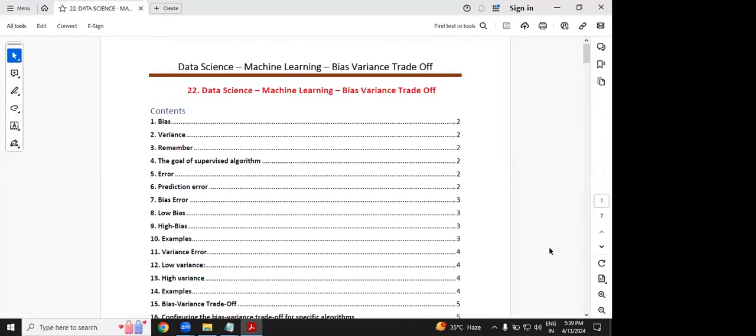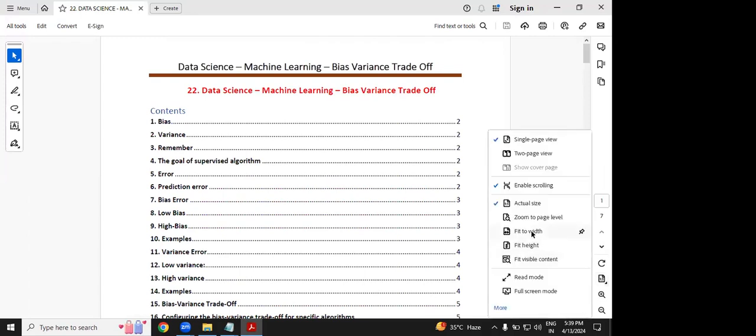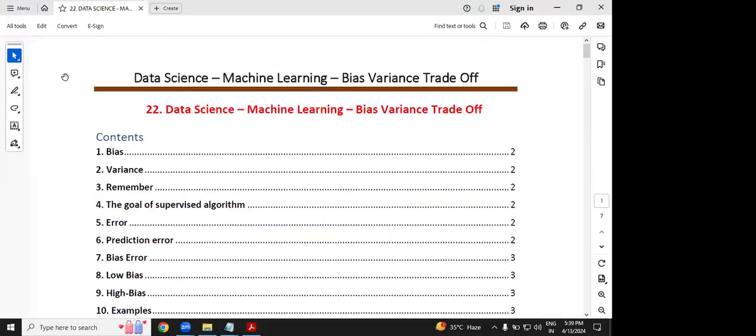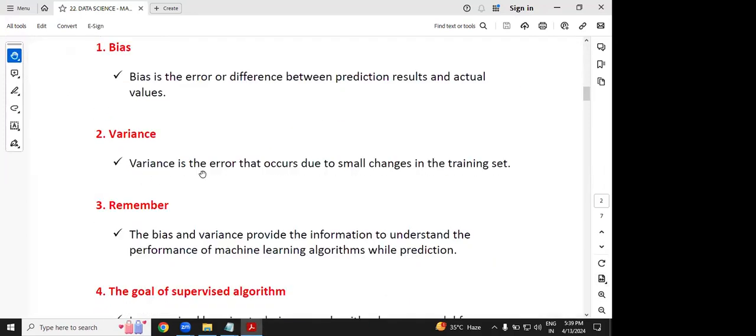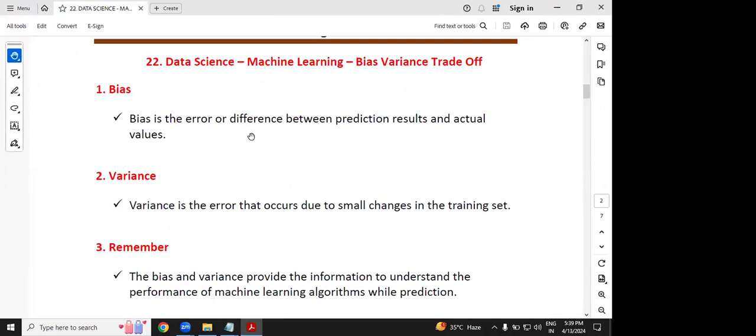It's just a 5 minute theory and one example. Such a funny example. You can try to understand this. Bias is an error, or a difference between prediction result and actual result. And variance is the error that occurs due to small changes in a training data set. Now let me tell you. If training is not good, then no doubt testing may fail.